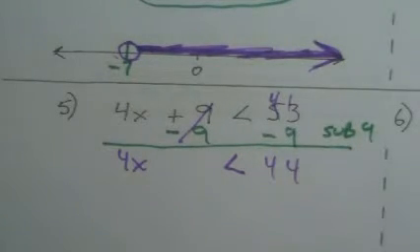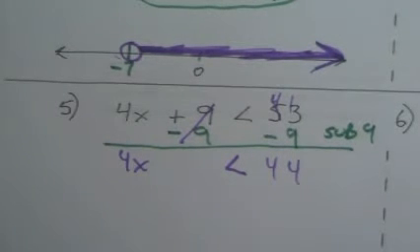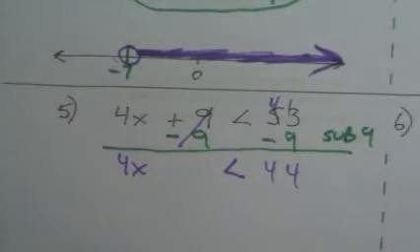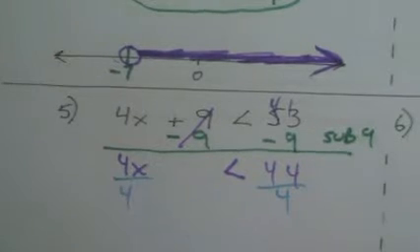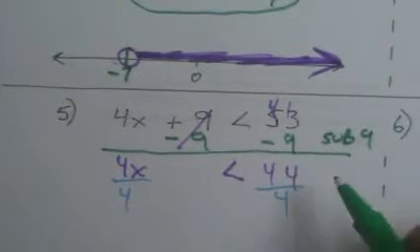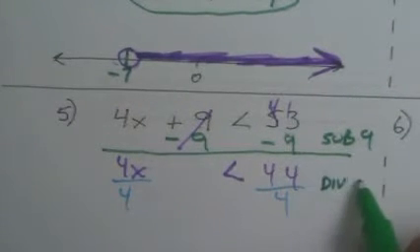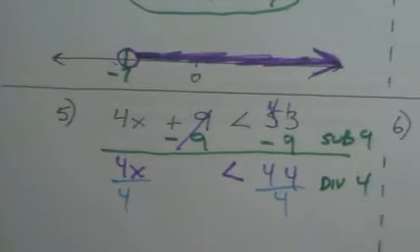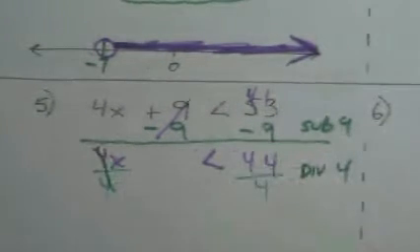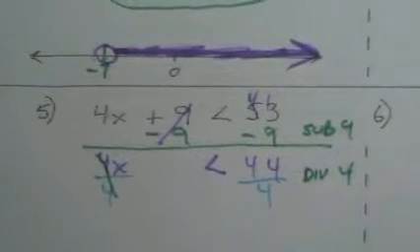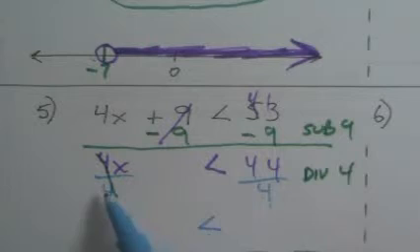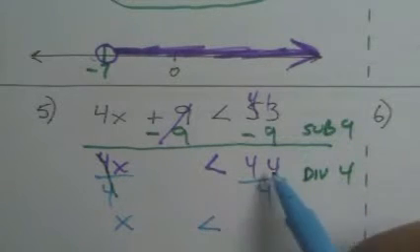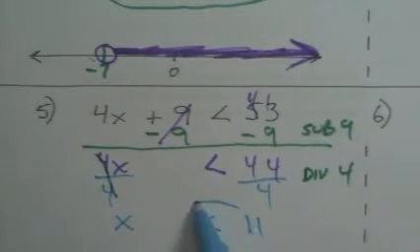All right, now you should be able to see the answer. Okay, but if you could not see the answer, then you simply divide by 4, right? Get the x by itself. And that's gone. And that's going to leave us with x less than, because I didn't use a negative on both sides. I didn't divide or multiply. And that goes in there 11 times.